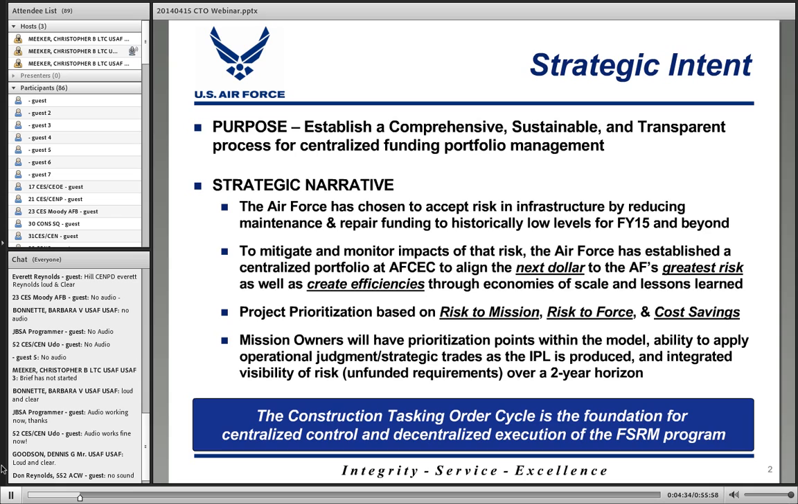So that's the strategic intent, but the construction tasking order cycle is the foundation of that. It is the plan to take that from a concept at the centralized level and get it out to you guys to decentrally execute in the field.